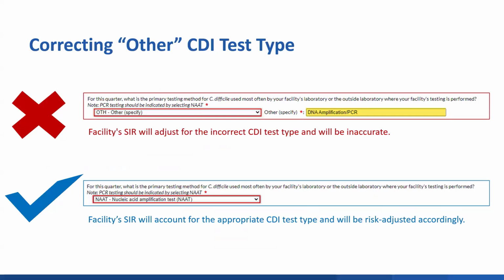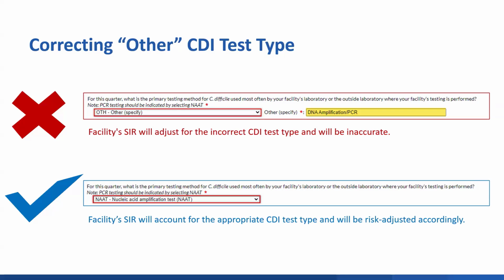If you need to change the CDI test type entered for your facility, you can do so by editing the MDRO and CDI denominator form for the 3rd month of the quarter. And let's walk through an example of how you would do that. Take a look at the top screenshot and you can see that the facility selected Other from the drop-down menu and then typed in DNA amplification, PCR in the text box. Remember, PCR and NAT testing are the same.